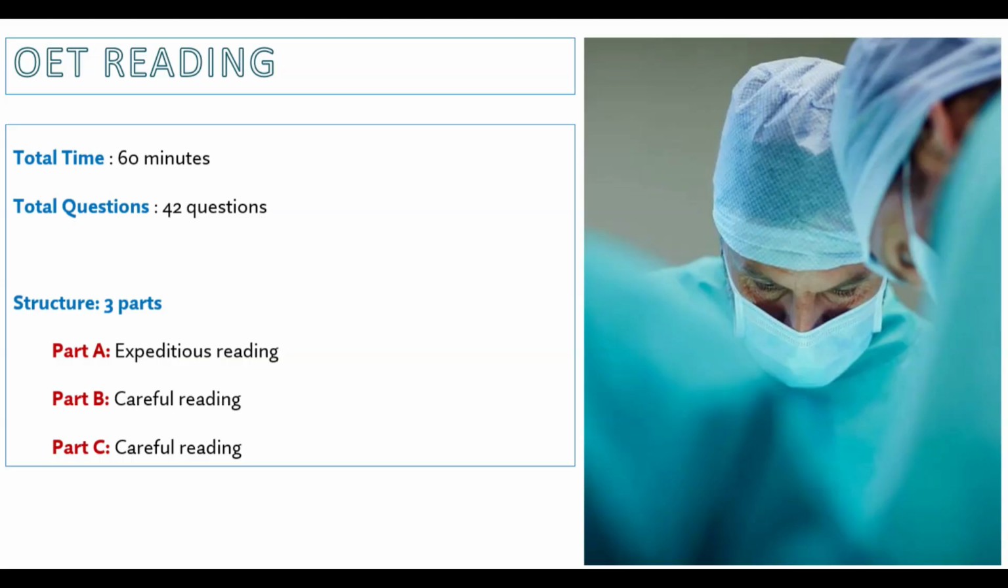Part A consists of expeditious reading where we have to skim through the 4 short texts for information. Whereas, Part B requires a careful reading from the short text which will be on the workplace topics. The final part is Part C, which is again focused on careful reading to find out the detailed meaning in longer texts. One more thing, the topics in OET reading are related to general healthcare contexts.